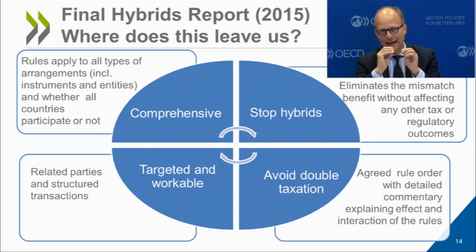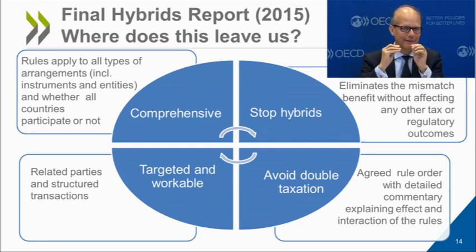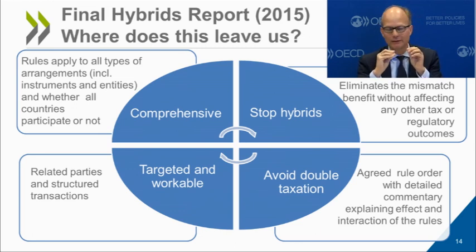It stops the hybrid, by which we mean only the tax effect of the hybrid. It tries not to interfere with the tax and regulatory consequences, because there's many very legitimate transactions that may create hybrid capital, and that is not a problem. What we're trying to do, and what we're only doing, what these rules do, is remove the tax benefit, so tax is not the driver to this transaction. We also spend a lot of time to make sure that we don't go from double non-taxation to double taxation, and so the rules have a detailed commentary on how this works, the rule order, so we don't end up with double taxation.